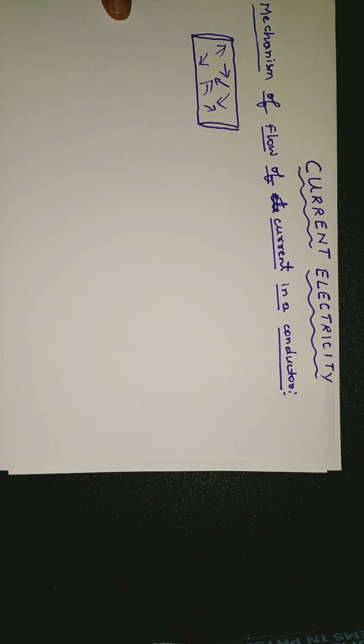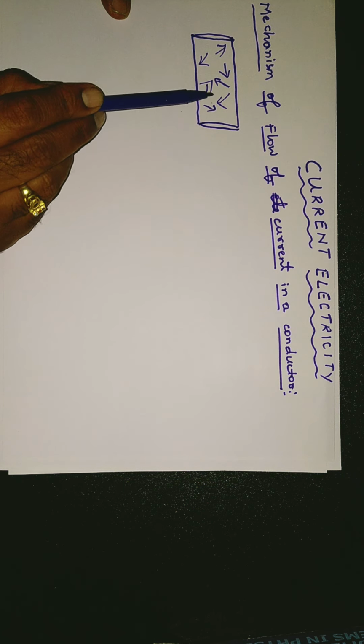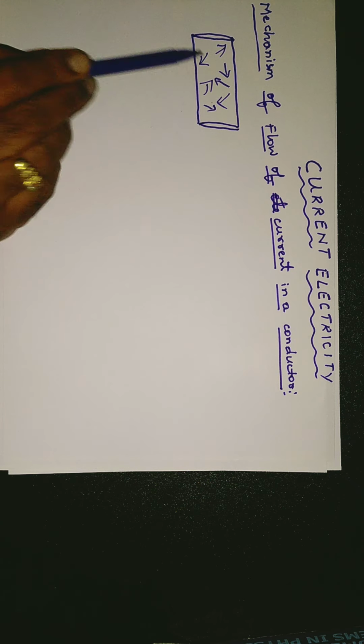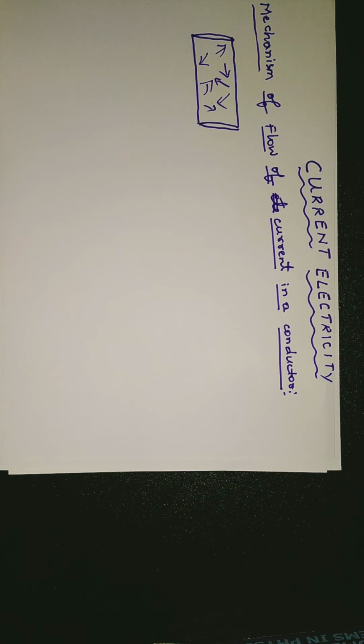Hence, it so happens that at any instant, the number of electrons moving in one direction will be equal to the number of electrons moving in the opposite direction. Hence, the net flow of charge at a given point in any conductor will be 0.